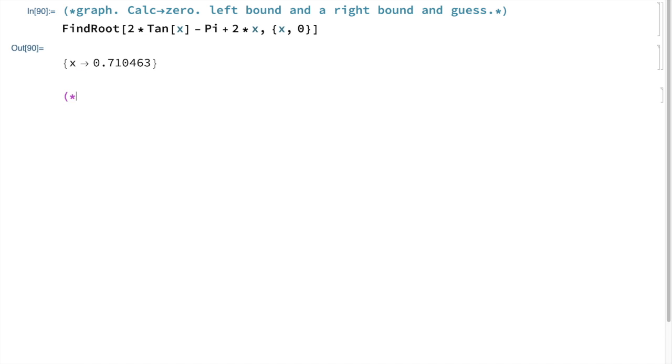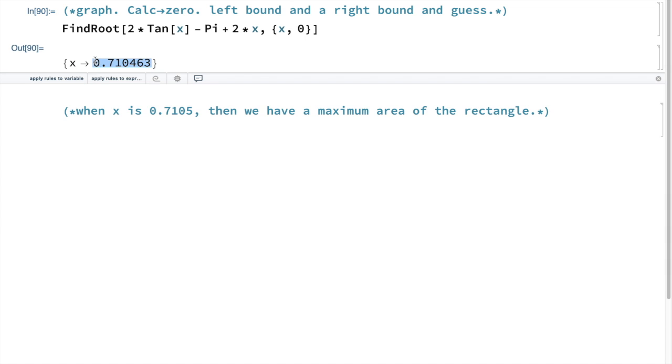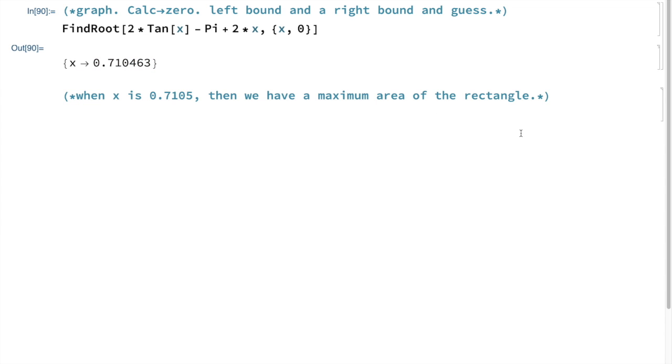So that means that when x is 0.7105, I guess, then we have a maximum area of the rectangle. Okay? Now, while we're here, let's actually find the maximum area of the rectangle. So why don't we actually copy this down so that way I can keep using it over and over. Well, that would mean, remember that the area, the original formula, was sine of x times pi minus 2 times x, right?